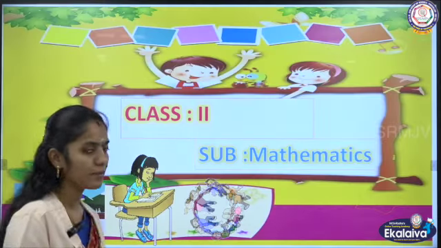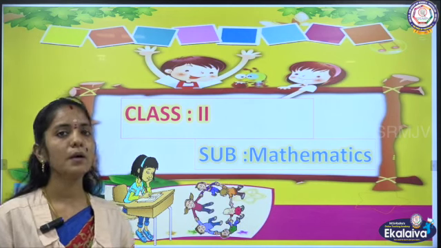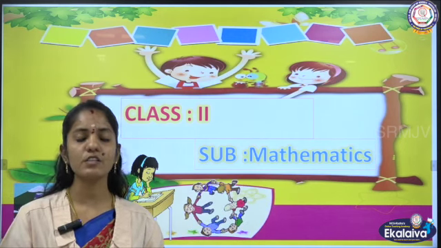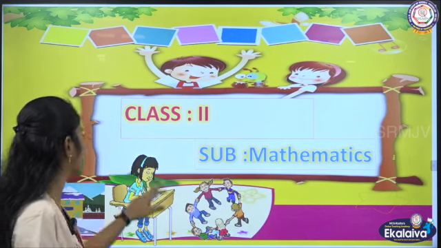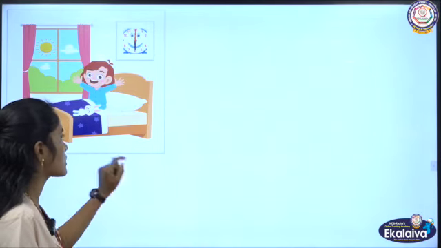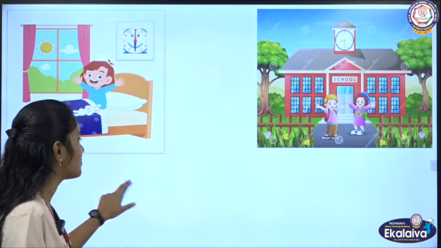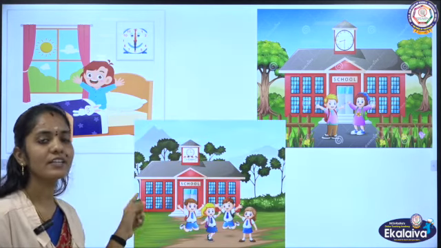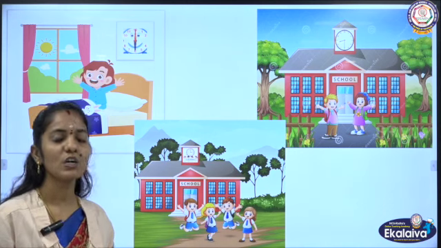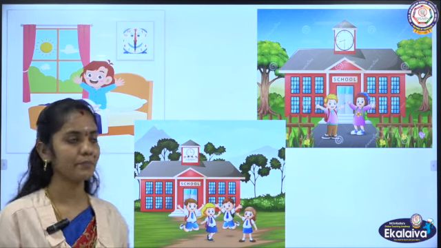Class 2 Mathematics. In today's class, I am going to teach about the clock. Before moving into the topic, let us see some routine activities we do in our daily life. We wake up from the bed in the morning at 6 o'clock. Our school starts at 8:30. Our school ends at 3 o'clock. We follow time for every activity. So children, it is important for us to know how to identify the time.